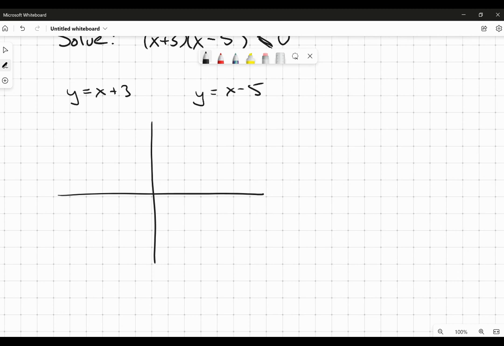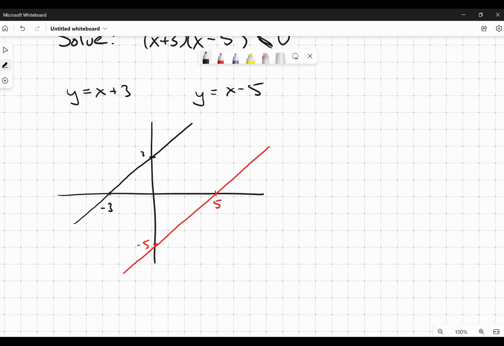So y = x + 3 is going to be a line that's got a y-intercept of 3. It's got a slope of 1. And then I'll do this in red here. y = x - 5 is going to be a line that has a y-intercept of negative 5 and a slope of 1. Now, that means, and it shouldn't take you too much to figure out, that this is going to have an x-intercept of 5, and over here, this one's going to have an x-intercept of negative 3.